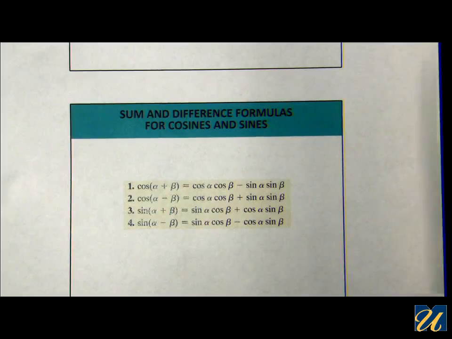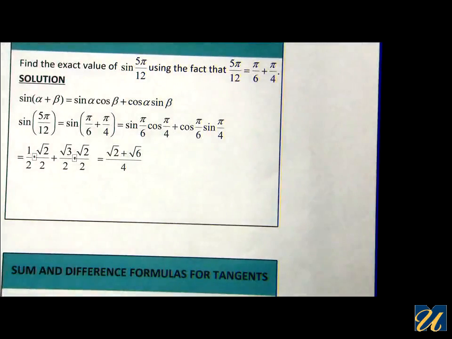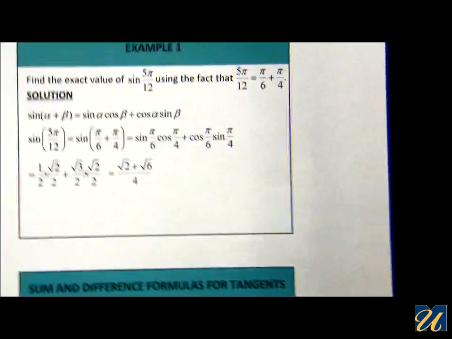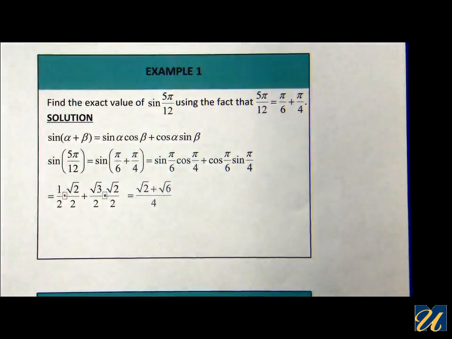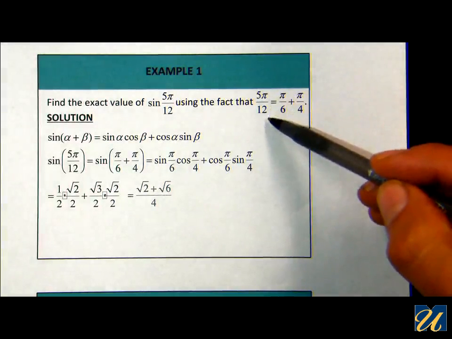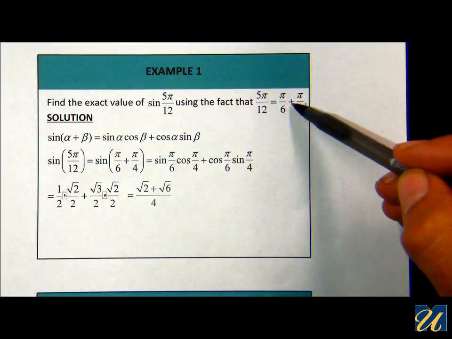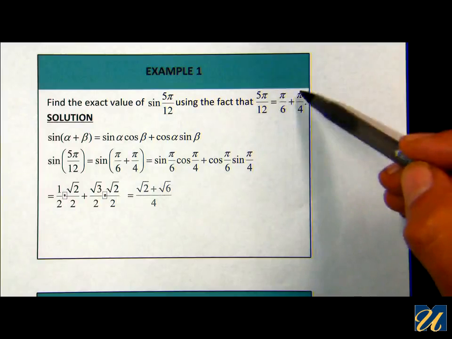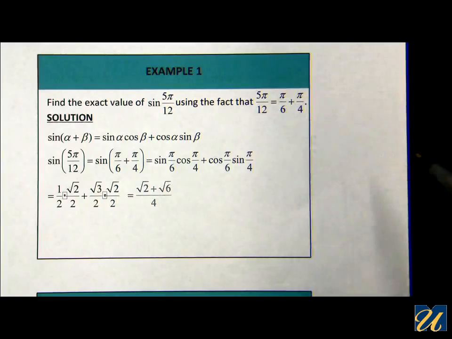Let's start with an example for the sine of a sum. First example, find the exact value of sine of 5 pi over 12. Okay, we'll make this easy by noting that 5 pi over 12 is the sum of two angles. Not just the sum of any two angles, two known angles. So here we've got pi over 6 and pi over 4. We have our 30 degree and 45 degree angles respectively.